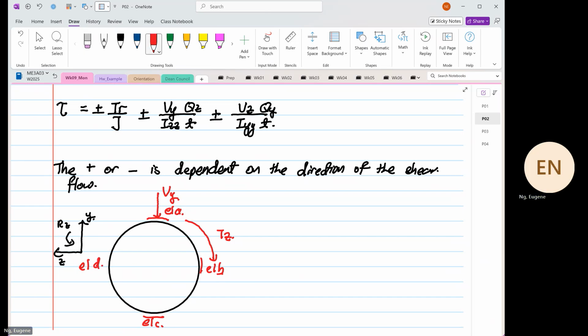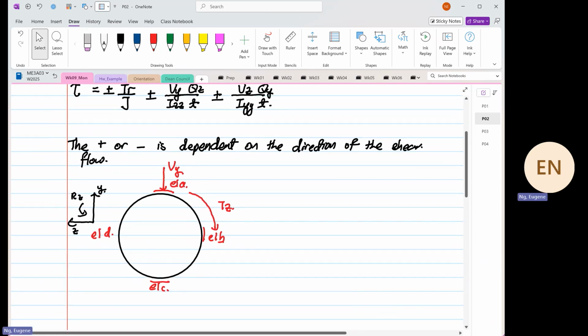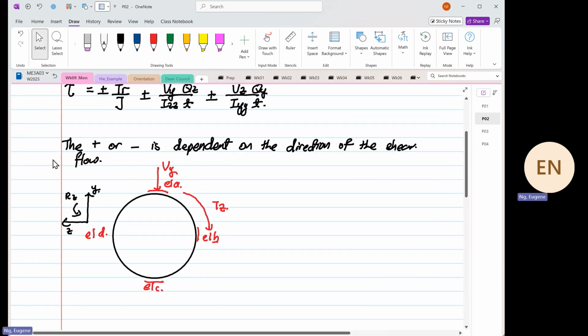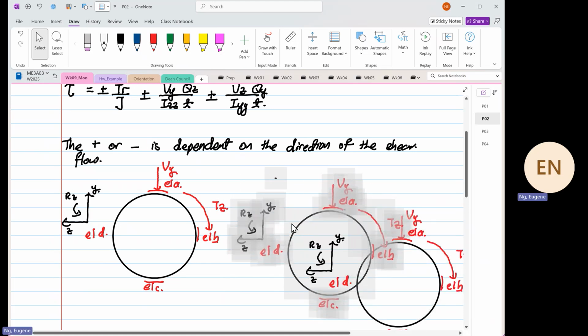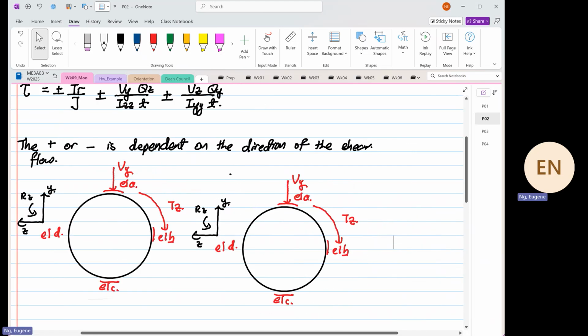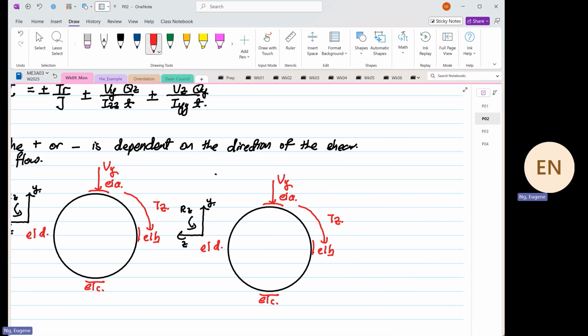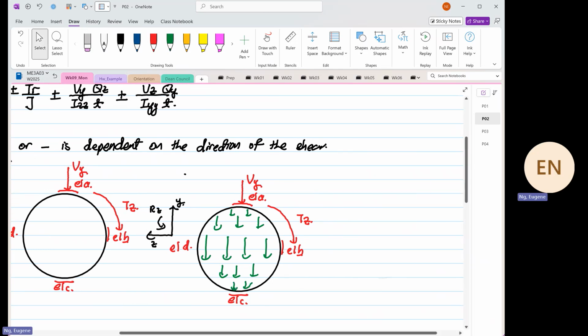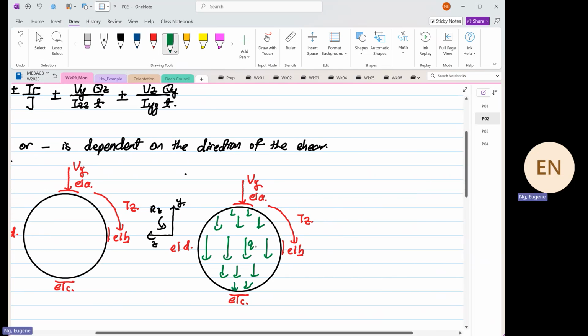Okay. So I'm now going to sketch the shear flow. So how does shear flow work? This is how the shear flow will flow. So it's going to be here. These are all our Q.